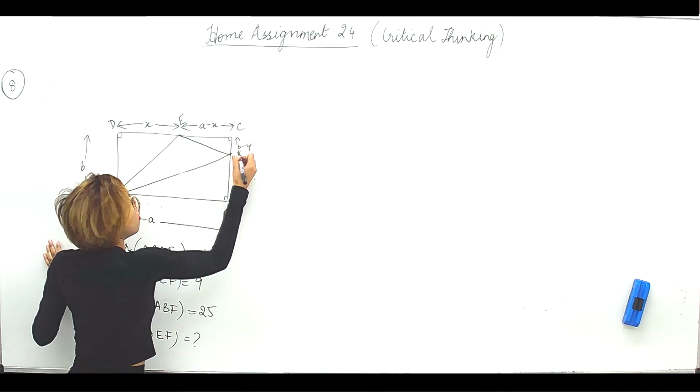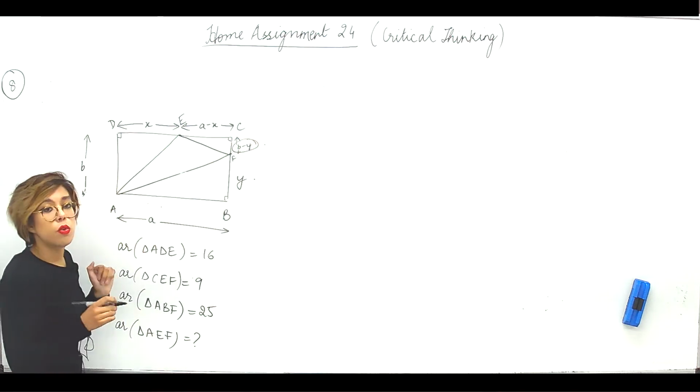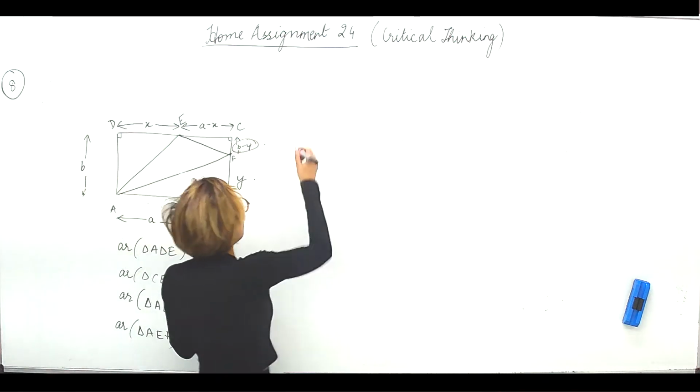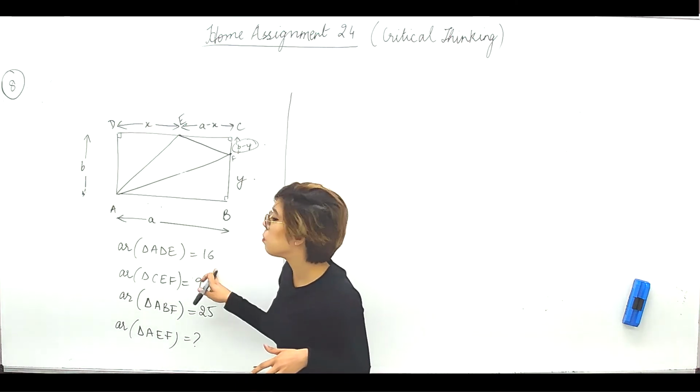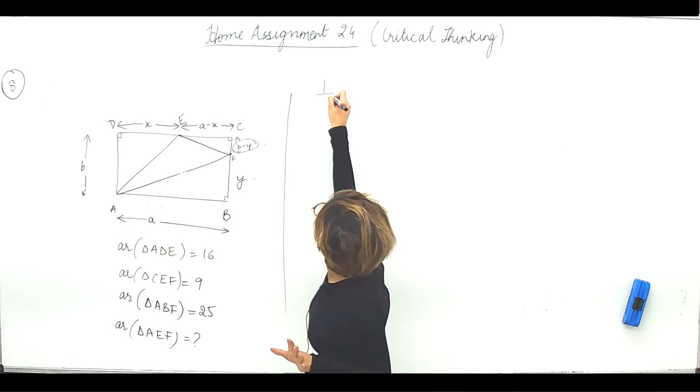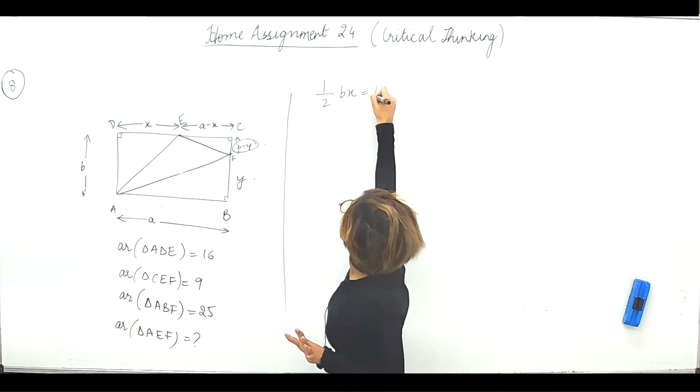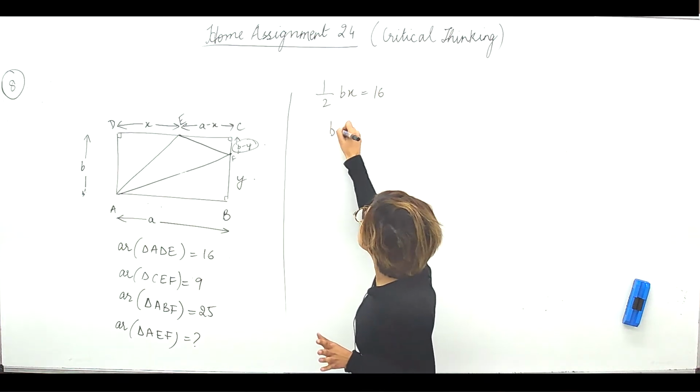I hope you can see it. Cool. Now, let me use the relationship. I know the area of this triangle. So I know half B into X is equal to 16. Or I can say BX equal to 32.